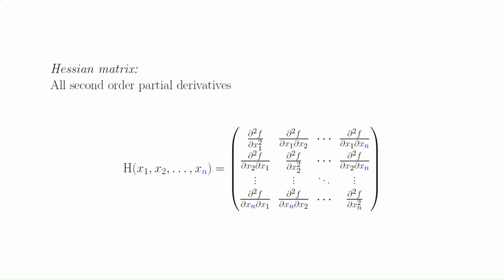Next, we have to consider the Hessian matrix associated with f, which is a symmetric matrix that contains all combinations of second-order partial derivatives of f with respect to all variables. We will call this matrix H and arrange the derivatives in the way that you see on the screen.